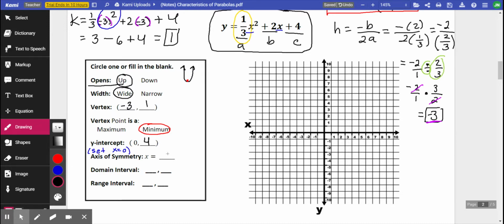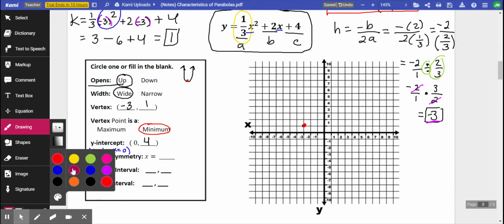Okay, we're going to put everything together in the graph in a little bit. My axis of, well, let's do that now. The vertex is at (-3, 1). So we go to the left 3, up 1. So this will be my vertex. Let me color it red so it's clear.